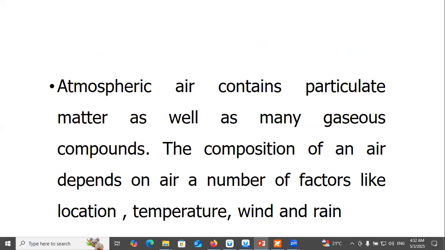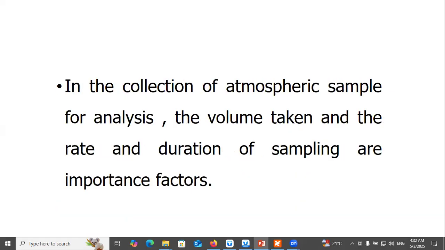Atmospheric air contains particulate matter as well as many gaseous compounds. The composition of air depends on a number of factors like location, temperature, wind, and rain. In the collection of an atmospheric sample for analysis, the volume taken and the rate and the duration of sampling are important factors.